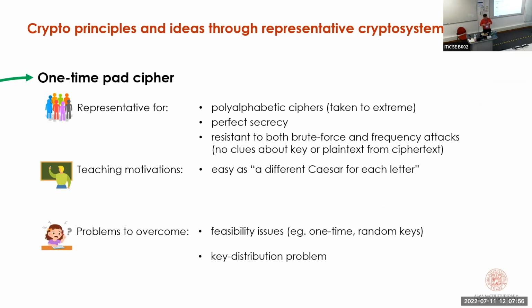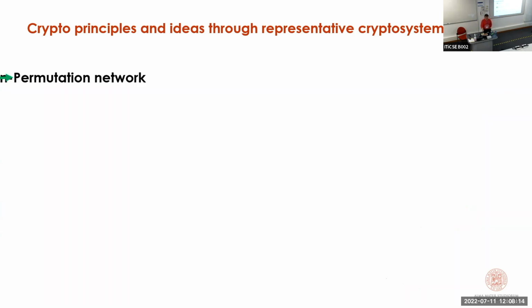But of course, as we know, it has big problems. First of all, the key distribution problem. How do we exchange all these very long keys, since we change every time, one time each? And also an efficiency and feasibility problem. How do we generate a random number? We know that it is a hard task.